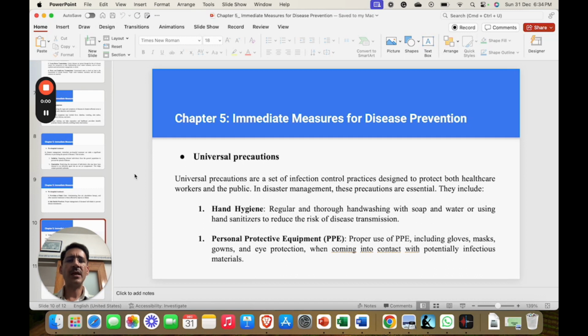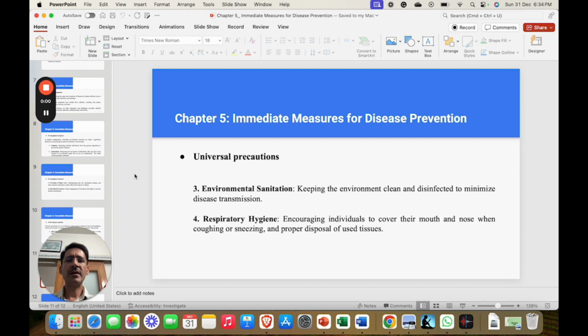Proper use of PPE, including gloves, masks, gowns, and eye protection when coming into contact with potentially infectious material. Environmental sanitation: keeping the environment clean and disinfected to minimize disease transmission. Respiratory hygiene: encouraging individuals to cover their mouth and nose when coughing or sneezing, and proper disposal of used tissues.